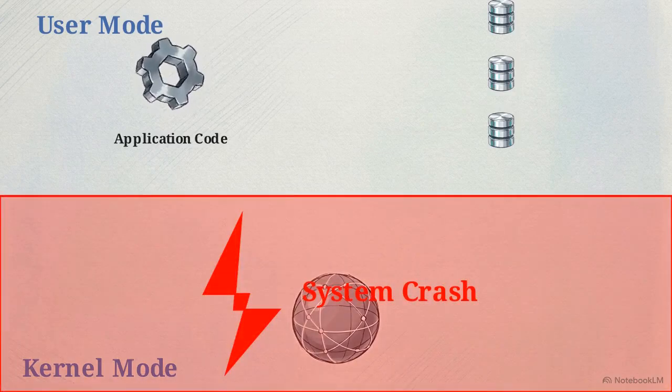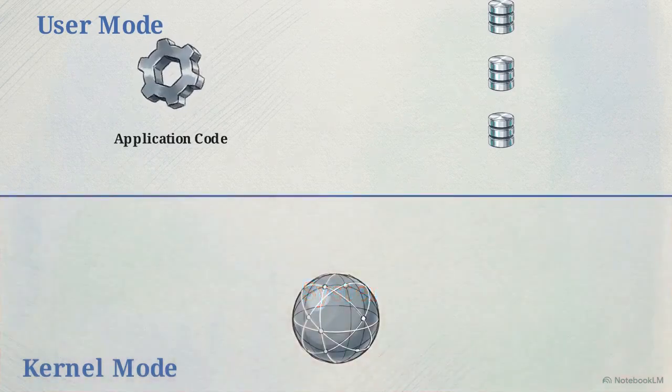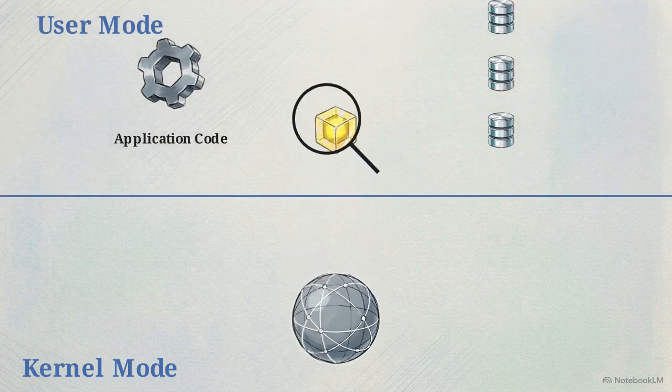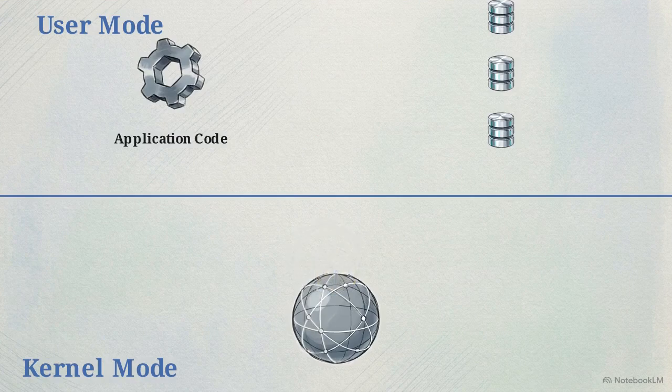If your server hardware fails or the operating system panics, the crash happens down in kernel mode. If your code gets stuck waiting on a slow database query, the hang happens up in user mode. Knowing where a request lives in this stack tells you exactly where to troubleshoot.